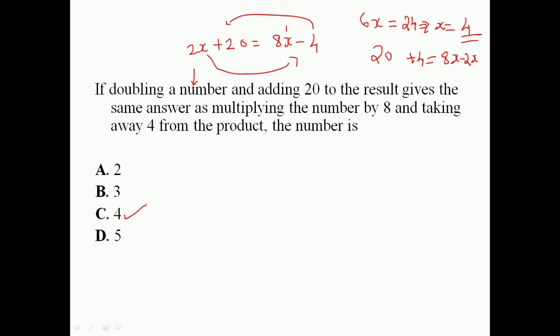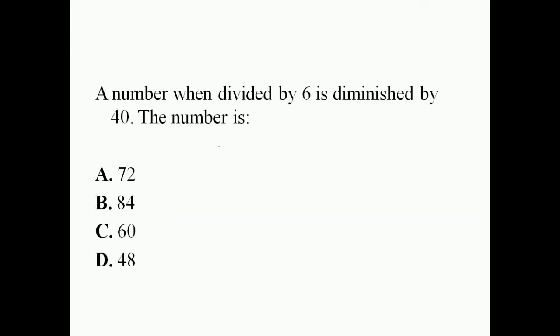Yes. Okay. So we can move to the next question. A number when divided by 6 is diminished by 40, the number is. A number when divided by 6. Okay, we can consider the number as x. X by 6 is diminished by 40 means it is equal to x minus 40. Right? Diminished means decreased by 40. So x by 6 equal to x minus 40. So we have to find the value of x.